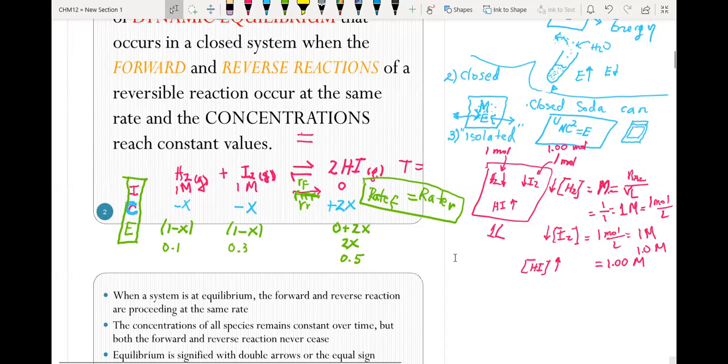Do it a couple of times until it becomes second nature and you understand what equilibrium is and how to work with the ICE table, the initial, change, equilibrium table. If you do that right and fully understand this, your life will be a lot easier during the rest of the semester.